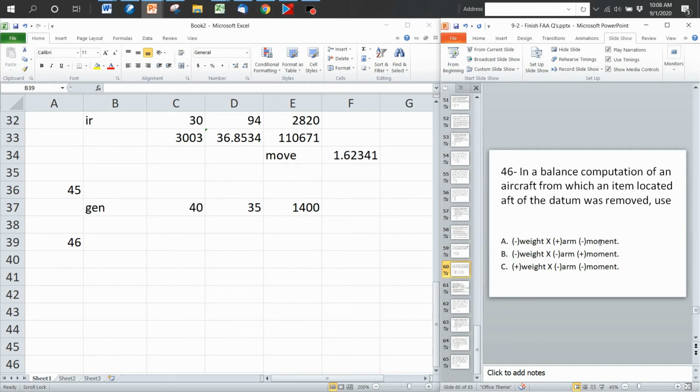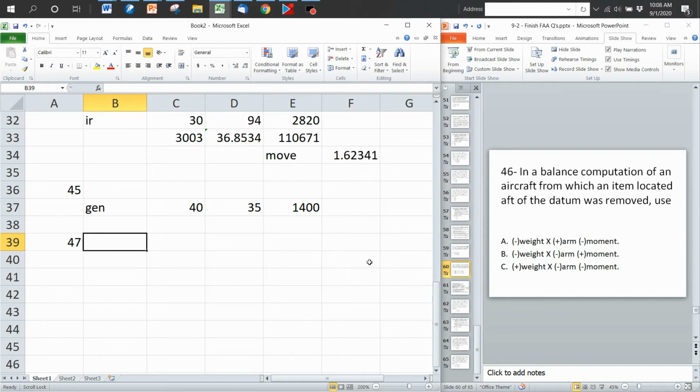Okay, but let's go ahead and keep checking. It was removed. That means it's a negative weight. So, yep, we're still good. And a negative weight times a positive arm gives me a negative moment. And so we are good. It's actually A is the correct answer, and we're ready to go to 47 instead of 46.